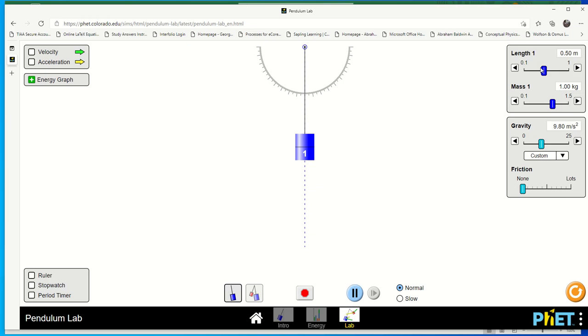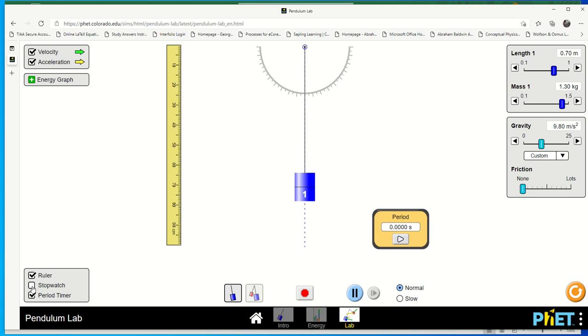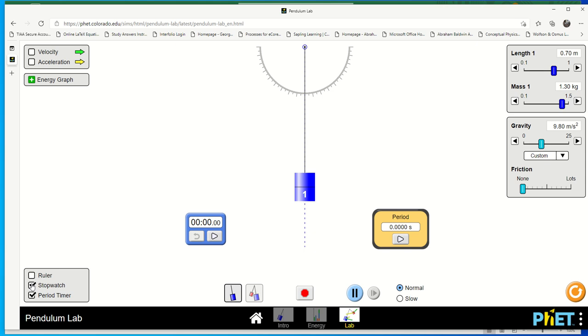So let me go ahead and set it. The mass doesn't matter, so I'm just going to randomly select the mass. No friction. Remember, those formulas are based on a frictionless pendulum, not necessarily simple. Gravity, make sure it's 9.8. Then you want your period timer to show up. The velocity, acceleration, ruler and stopwatch are optional. If you want to have them, that's fine. If not, it doesn't matter.